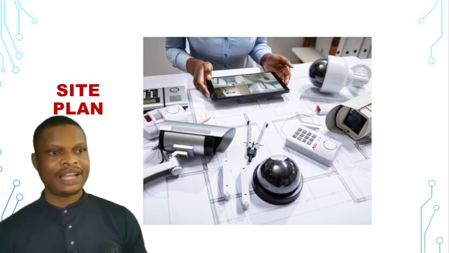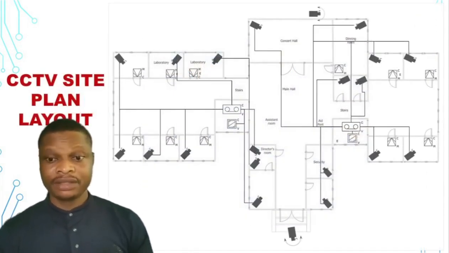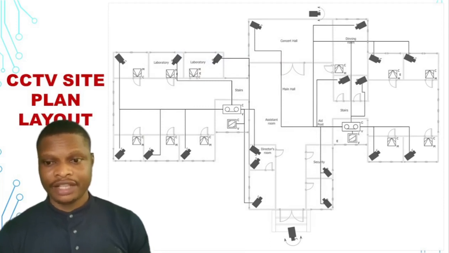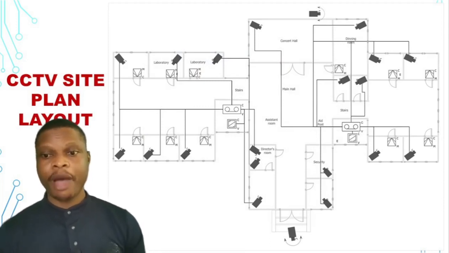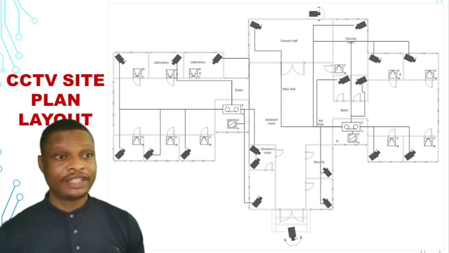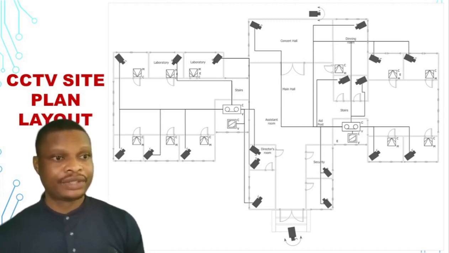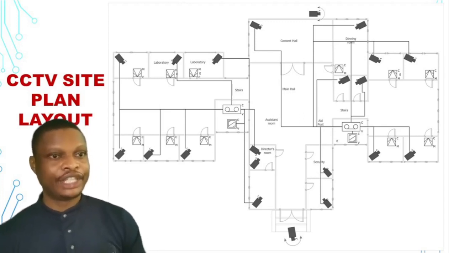If you make your plan correctly, you only need to get your devices and the things needed once and for all for the installation of your CCTV. This is a typical CCTV site plan layout. As you can see, the layout is showing you the number of cameras and the positions at which you want to put the cameras. As you can see on the screen, the positions, the points, the cable requirement, the camera positions, all these are represented in your layout. All these are represented in your plan.